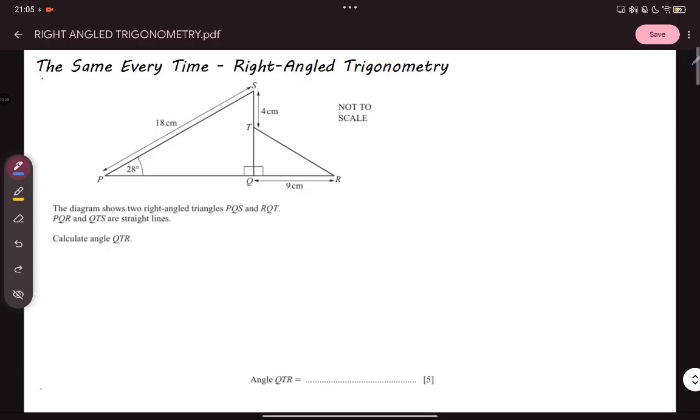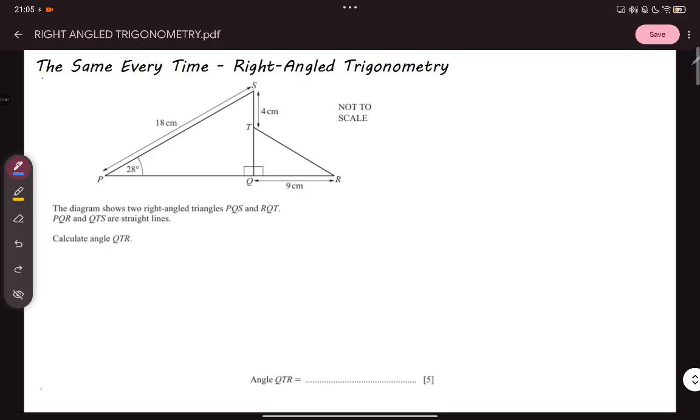This is 5 marks. If you see something like this on your exam, don't be put off. It's just 2 right-angled triangles stuck together. So that means we're going to have to do something with the first right-angled triangle and then something with the second right-angled triangle. We just have to split it into 2 separate right-angled triangles. Let's see what's going on here. 5 marks, so it's not going to be easy, but let's find out.